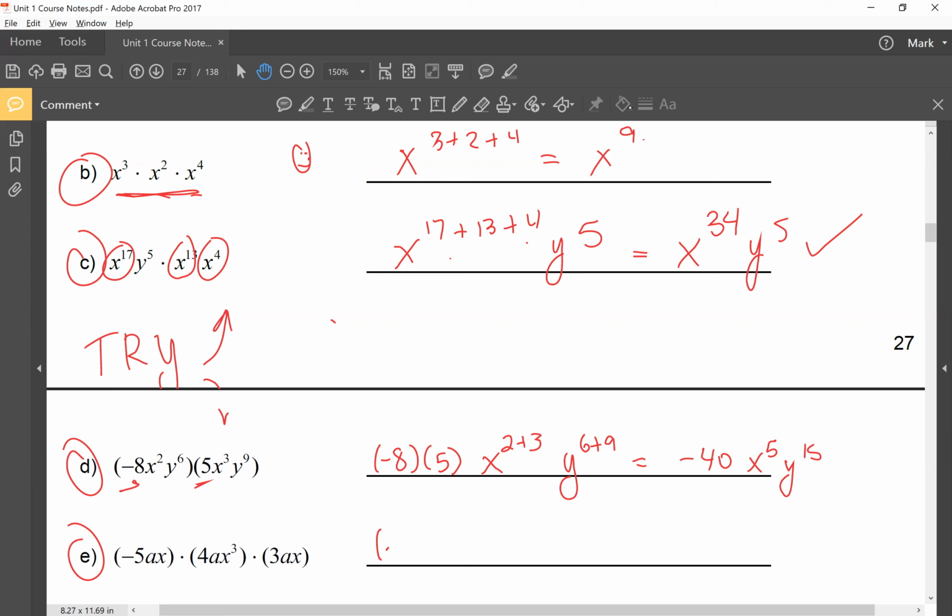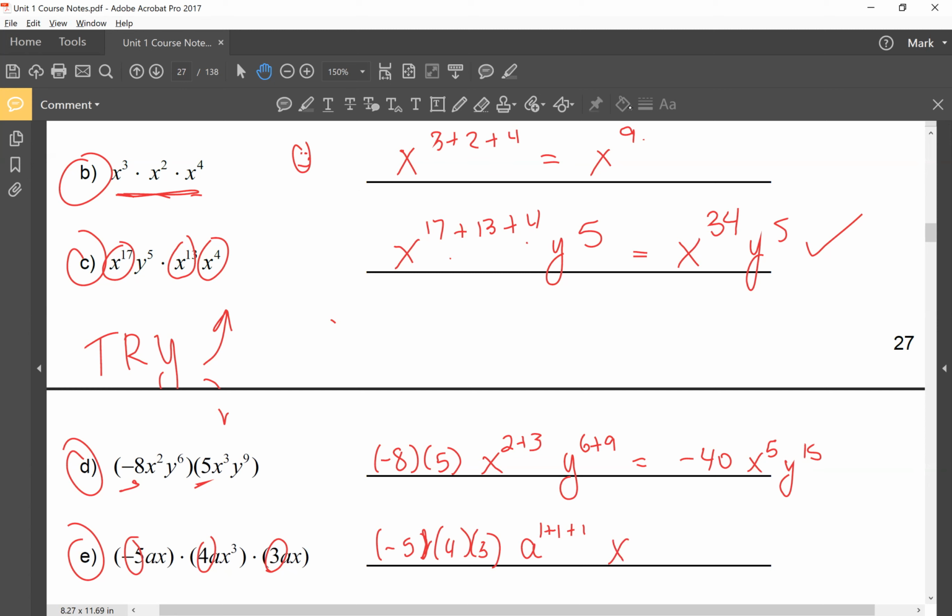Okay, E. So I have a negative 5. I'm going to multiply that by 4 and a 3. I'm just getting my numbers out of the way. Okay, what about my A's? Well, the A, I have 1, 2, 3. So 1 plus 1 plus 1. You guys don't need to show your workings. I mean, it's just A. There's 3 A's here, so there will be 3 A's in my final.